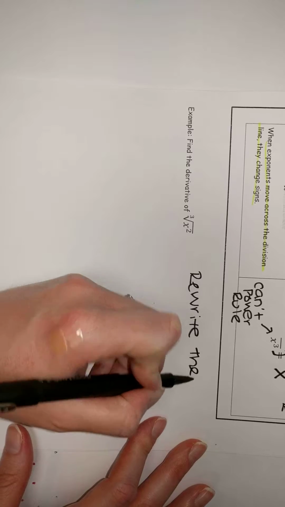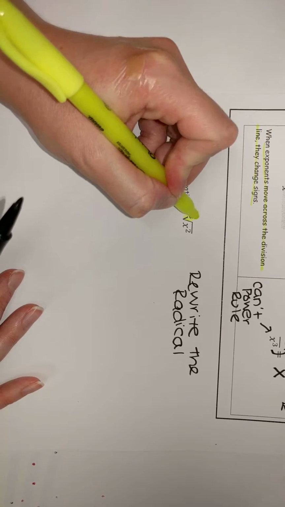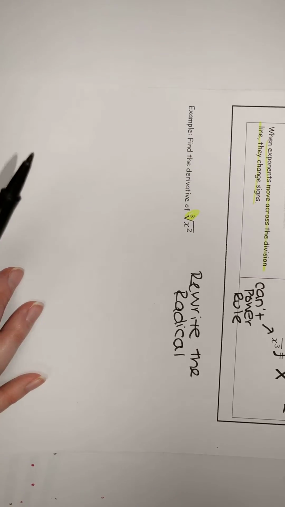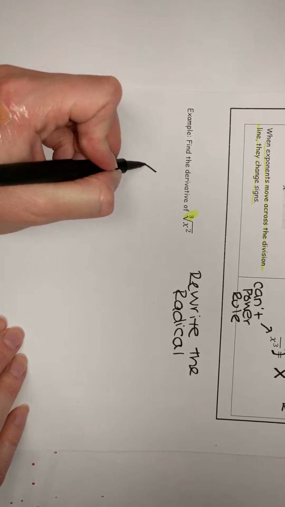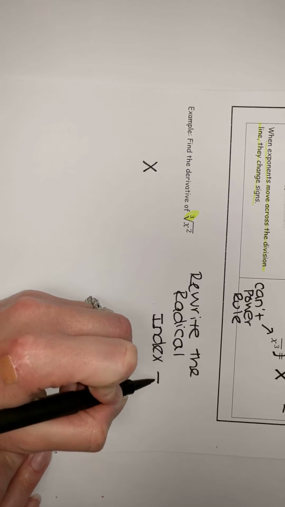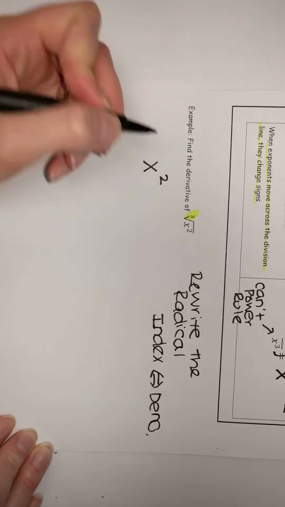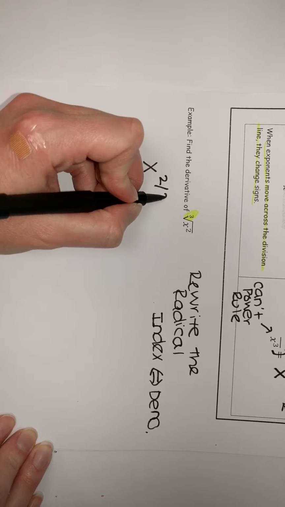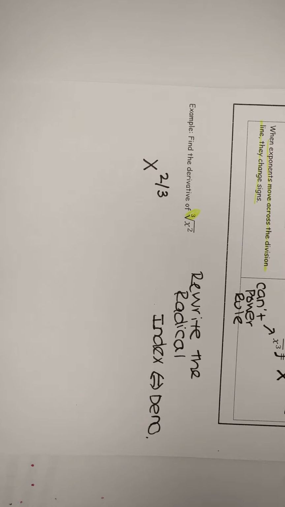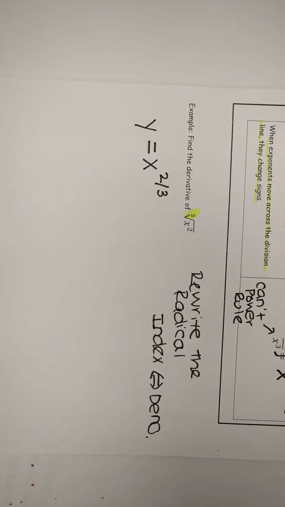So rewrite the radical, and the way we rewrite that is that everything stays the same except for that little index. So that index is going to become our denominator. So the index of the radical becomes the denominator. So we'll still have the x squared. Now the index of 3 will be our denominator. Now that is our original function rewritten. We haven't actually taken the derivative.